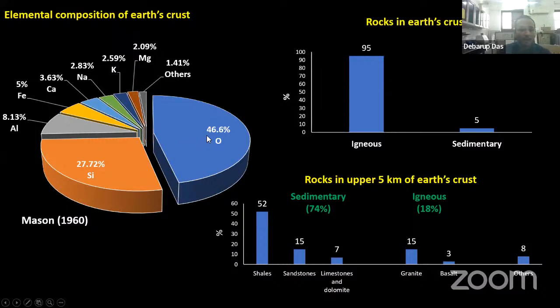Now, if you can remember these percentage values, this is good. But if you cannot remember, then also there will be no problem. At least try to remember the sequence from most abundant to least abundant. Most abundant is oxygen, then silicon, aluminium, iron, calcium, sodium, potassium, magnesium. Questions may be asked: what is the most abundant element in earth crust? What is the second most abundant element? What is the most abundant metal in earth crust? What is the second most abundant metal? Like that.